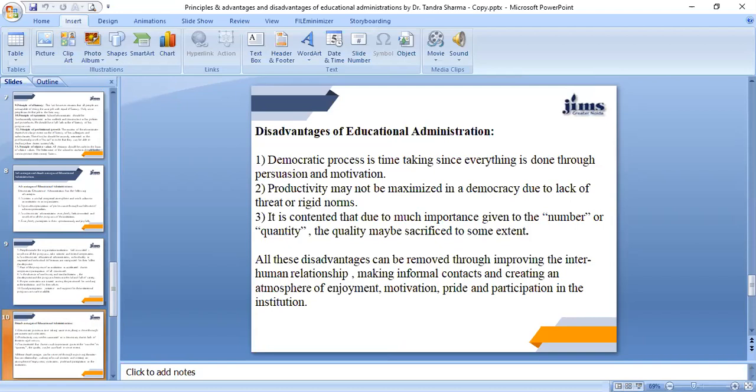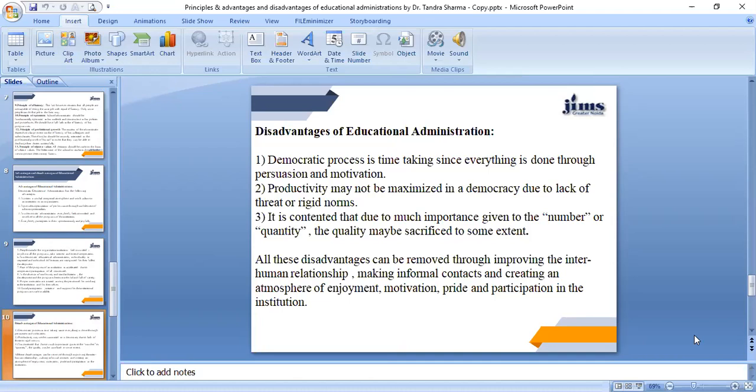Secondly, productivity may not be maximized in a democracy due to the lack of threat or rigid norms. People usually do not have that fear in them in the democratic administration. And thirdly, it is contended that due to too much importance given to the number or quantity, the quality may be sacrificed to some extent.